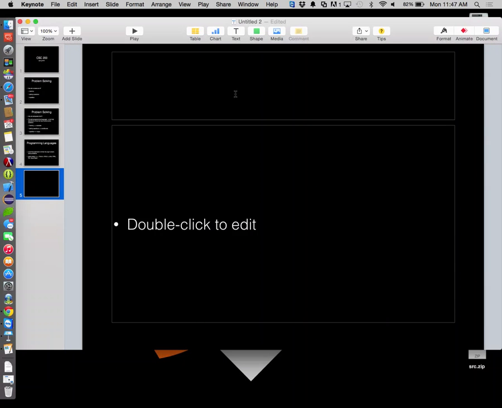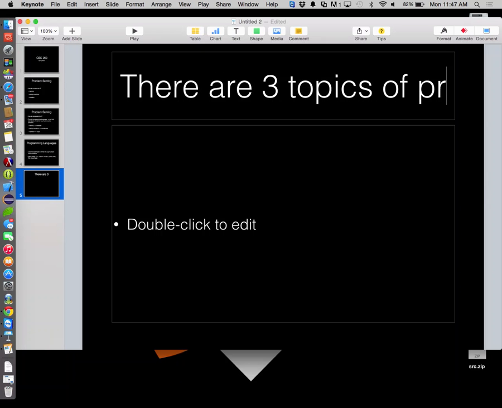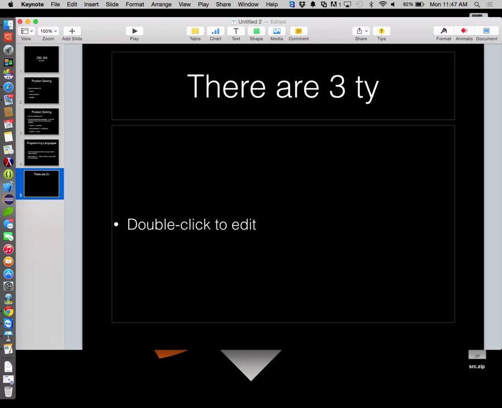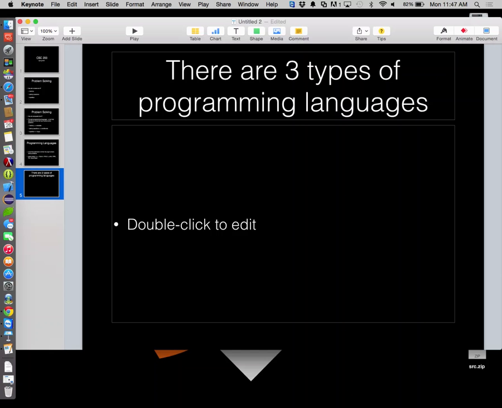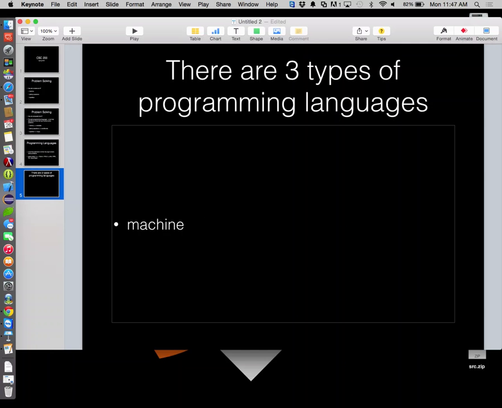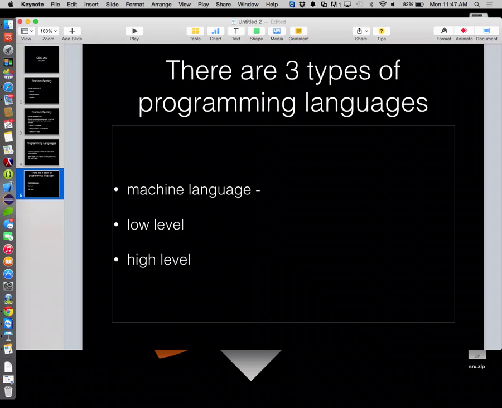The next portion of these slides is really funny. There are three types of programming languages. Machine language, low level, high level. Okay, so three types of programming languages. Machine language, low level, high level. So you've all had 150, and how many of you have had 175? You've taken that now. That's concurrent with this one for many of you. Some of you already had it. Okay.